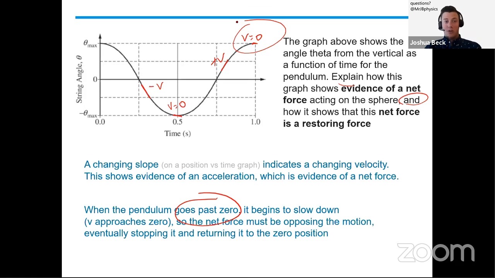When you end up below this, the restoring force will slow it down. You'll reach a speed of 0, and then it'll bring it back. When it's above, same thing. It slows it down until it reaches 0, and then it brings it back. Make sure you've answered both questions here.